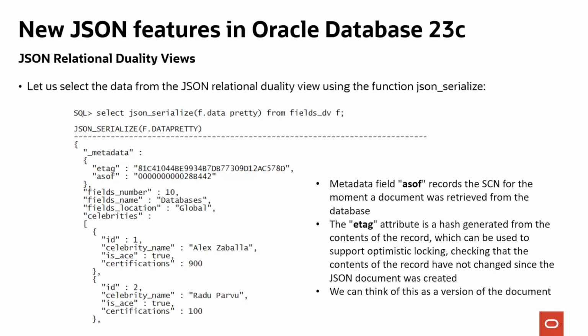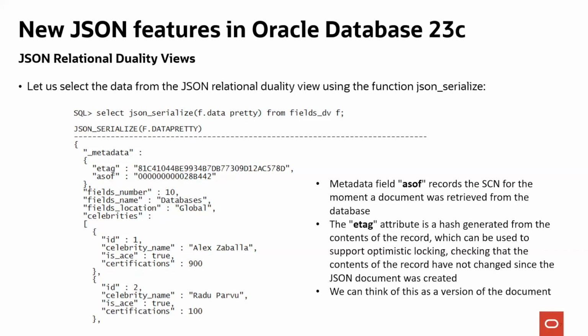So if I use JSON serialize and I add the pretty keyword, I can see a totally different view compared to the previous slide, which was highly unreadable. What you can see here is a standard normal JSON document, of which of course I cannot put the whole document on one slide. But at the bottom you see, for every celebrity, the ID, the name Alex, the ID, certification number, and so on and so on.